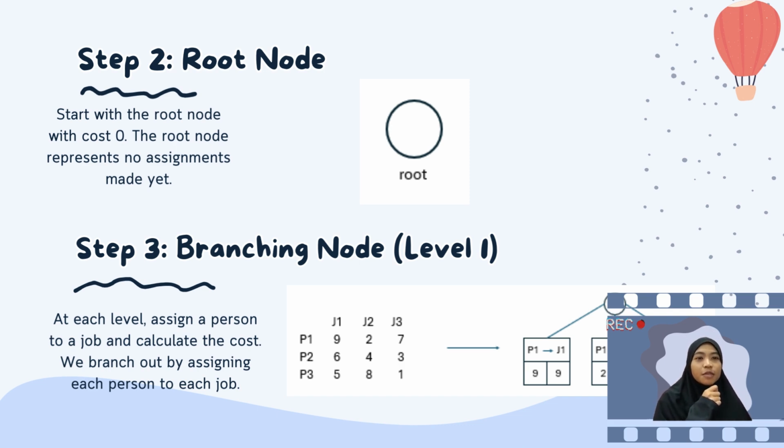Step 4, further branching node level 2. We add 2 branches to the level 1 node. Node level 2, we assign the left job to person 2. What it means here is from the first level node, we have P1 to job 1. So in level 2, we assign person 2 to job 2 and job 3, which is not done yet in level 1.